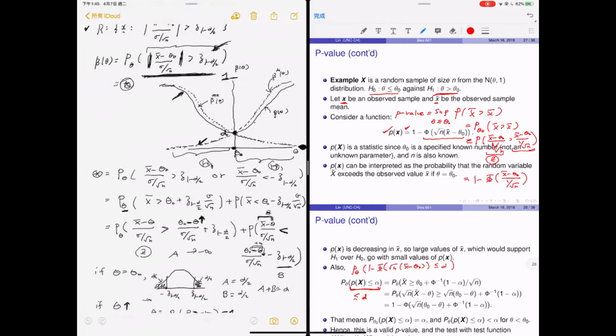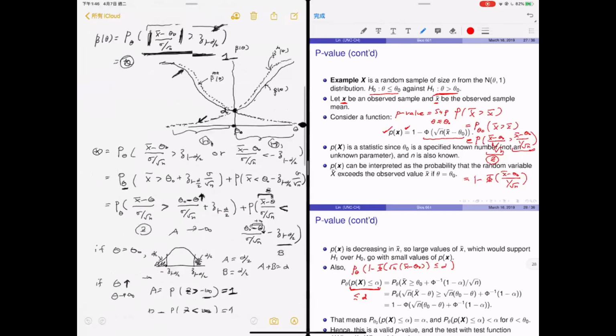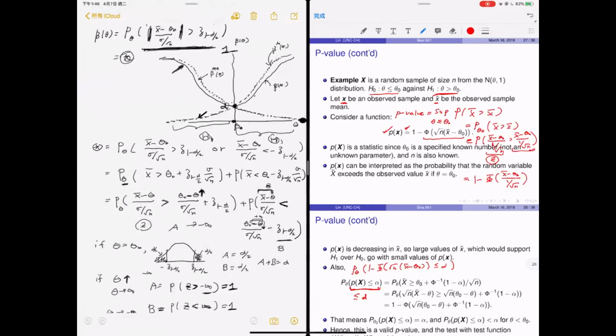Right, exactly. So more precisely, whenever theta goes to infinity, the A part goes to 1, but the B part goes to 0. You see what I'm saying? Did you follow me right here? You follow my pen, right?